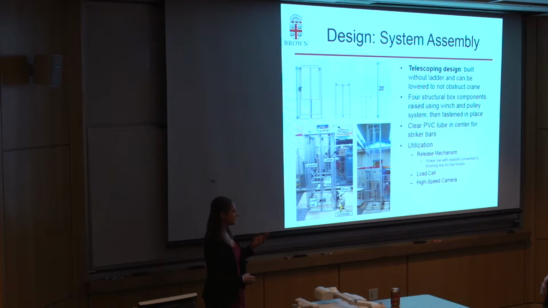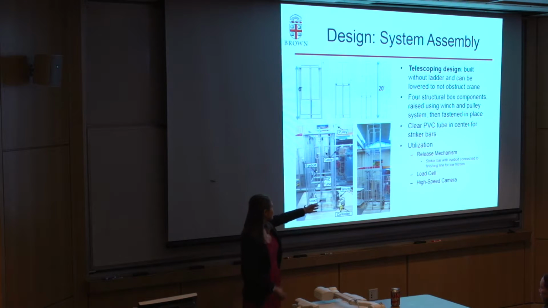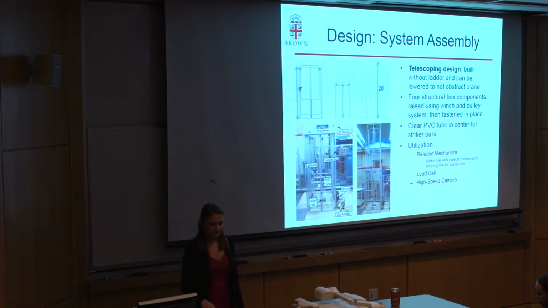Once one box is raised, it's connected into place and the next is then raised. So at the lowered height, it's approximately 6 feet tall and could approximately go up to 20 feet tall. Here's a partially raised photo. So each time that a box is raised, a PVC tube is placed so that there will be one long PVC tube composed of several segments, but one long tube running through the center for the striker bars to drop through. When a researcher is utilizing the system, there are three components to utilization. The release mechanism, which is simply a fishing line hoist connected on an eye bolt to the striker bar, the load cell, which obtains force versus time data, and the high-speed camera used to analyze strain.